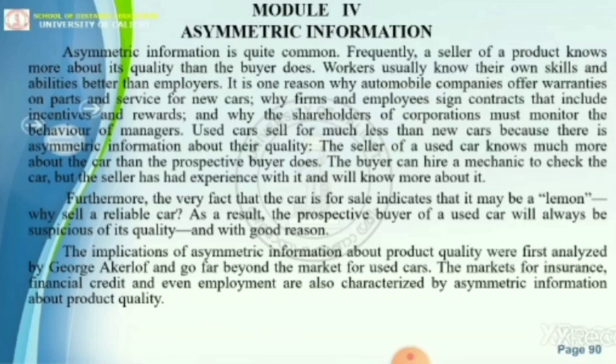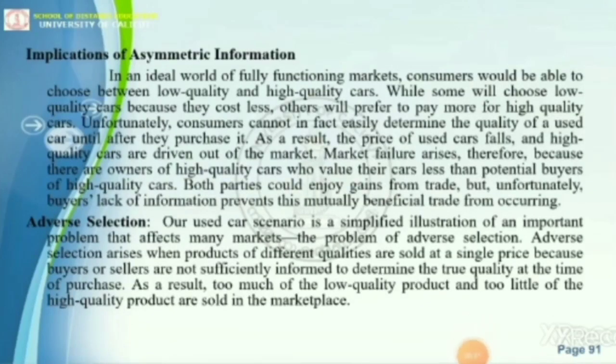Okay, one more point is that Akerlof explains this market and this experience as a lemon theory. We have to look into it. So, implications of asymmetric information. In an ideal world of fully functioning markets, consumers would be able to choose between low quality and high quality cars. While some will choose the low quality cars because they cost less, others will prefer to pay more for high quality cars. Unfortunately, consumers cannot in fact easily determine the quality of a used car until after they purchase it. As a result, the price of used cars falls and high quality cars are driven out of the market.